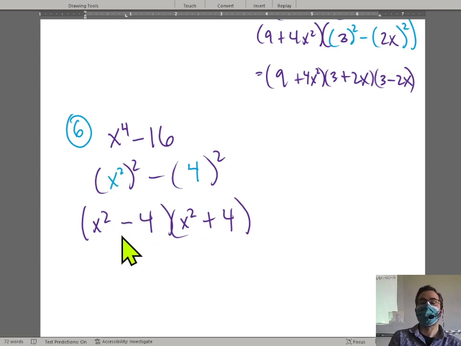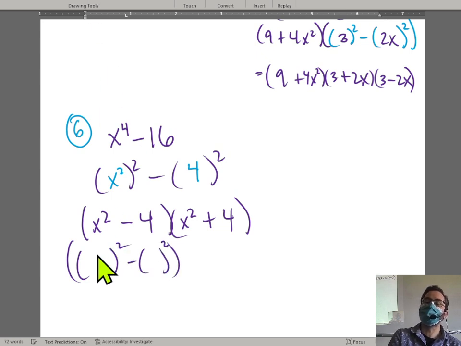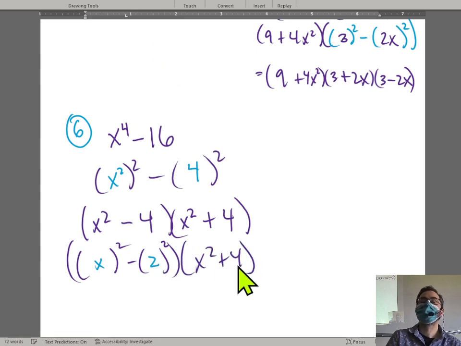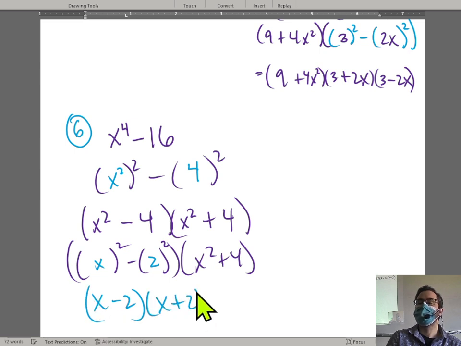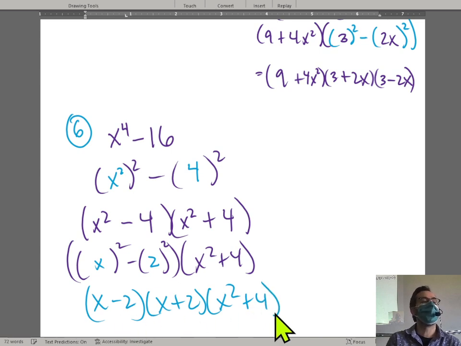So you could factor this one and say, what is each of these perfect squares? That's going to be x, and this is going to be 2. This one doesn't factor because it's a sum of squares. And so this would be x minus 2 times x plus 2, and then this would stay the same. And this is now fully factored.